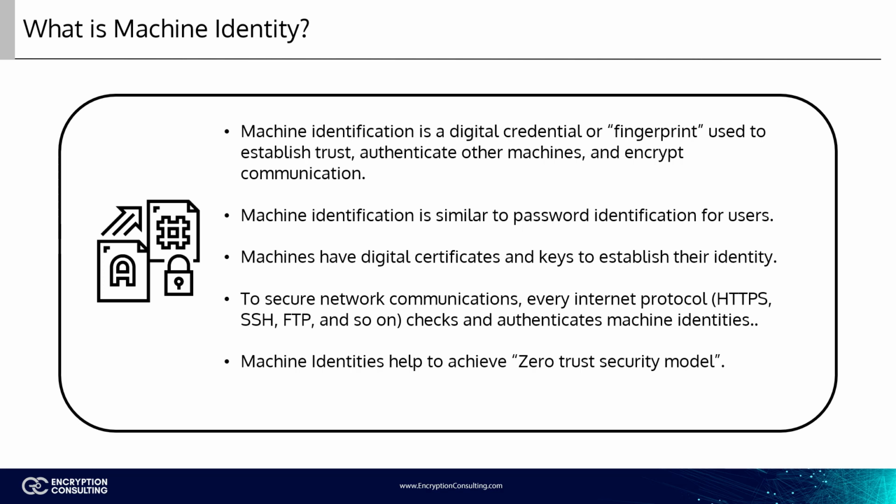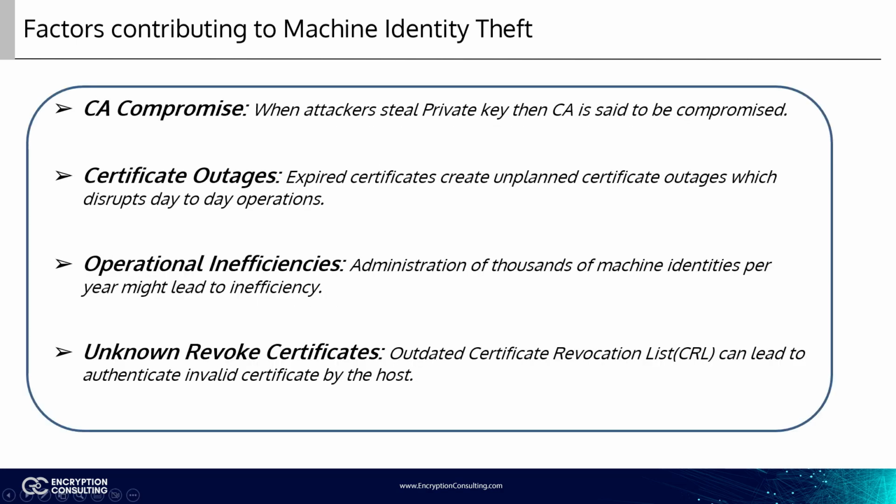A machine cannot enter a username and password. Instead, they use a set of credentials that are better suited to highly automated and linked settings. Machines have digital certificates and keys used to establish their identity. To secure network communications, every internet protocol such as HTTPS, SSH, FTP, and so on, checks and authenticates machine identities. Machine identities also help to achieve the zero trust security model, and basically that is the idea that whether you're inside or outside an organization's network, everyone must be authenticated or even have their activity continuously monitored for complete access control. So, what are some factors that contribute to machine identity theft?